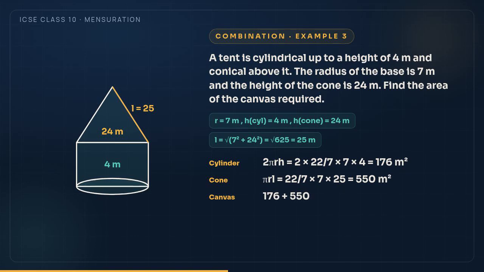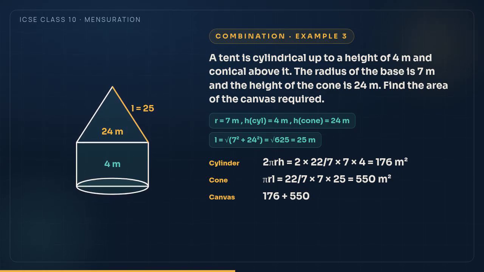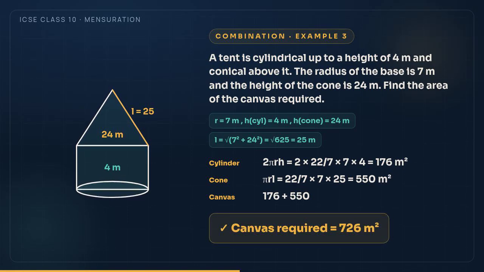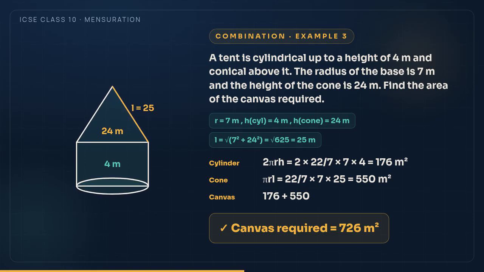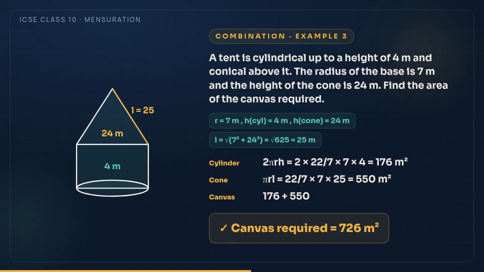The canvas covers only the curved surfaces. The curved surface of the cylinder, 2 pi r h, equals 176 square meters, and the curved surface of the cone, pi r L, equals 550 square meters. Notice the base is open ground, so it is not counted. Total canvas required is 726 square meters.